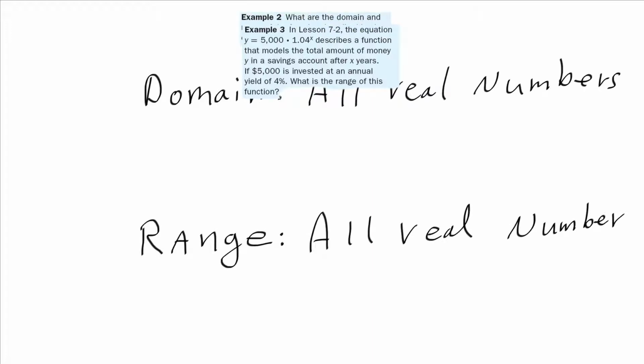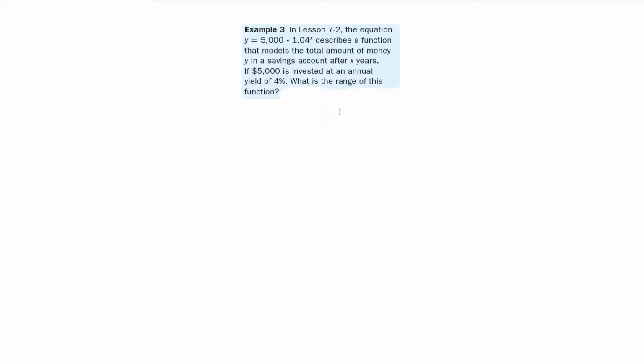Okay, on to example 3. In lesson 7.2, the equation y equals 5,000 times 1.04 raised to the x describes a function that models the total amount of money y in a savings account after x years. So y equals 5,000 times 1.04 raised to the x. So 5,000 times 1 gives us our original amount. 5,000 times 0.04 is our percent yield, and it asks what is the range of this function.